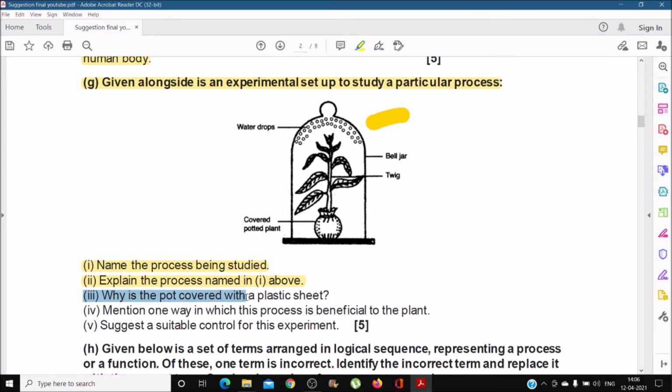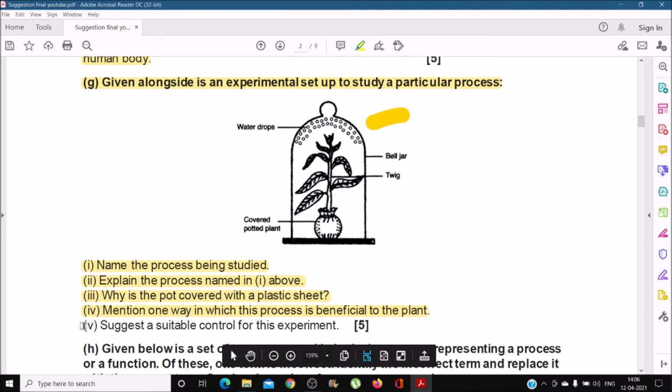Why is the pot covered with a plastic sheet? Mention one way in which this process is beneficial to the plant.